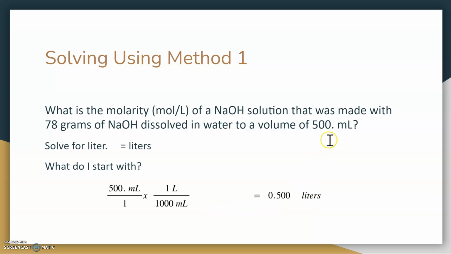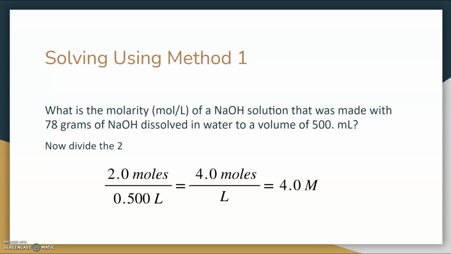And be careful, there was a decimal here, so that meant these were 3 sig figs. So I still have to have 3 sig figs in my answer. So I'm not done with this problem yet, but I'm getting close. I solved for moles and I solved for liters. Now I just have to divide the two. So I ended up with 2 moles of sodium hydroxide and 0.500 liters.